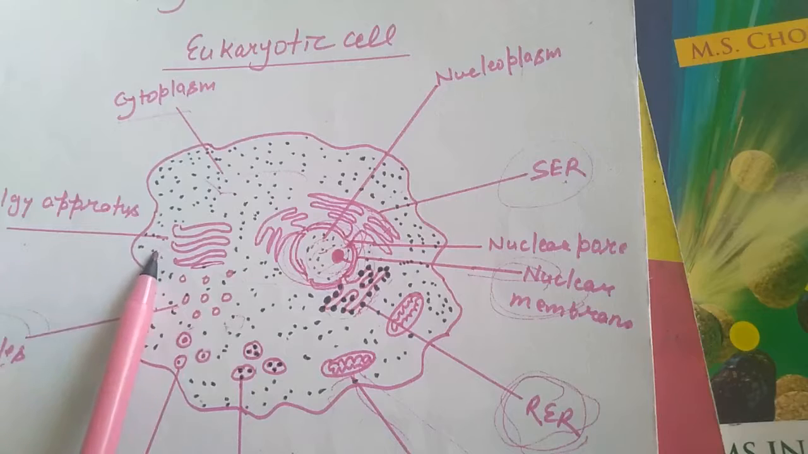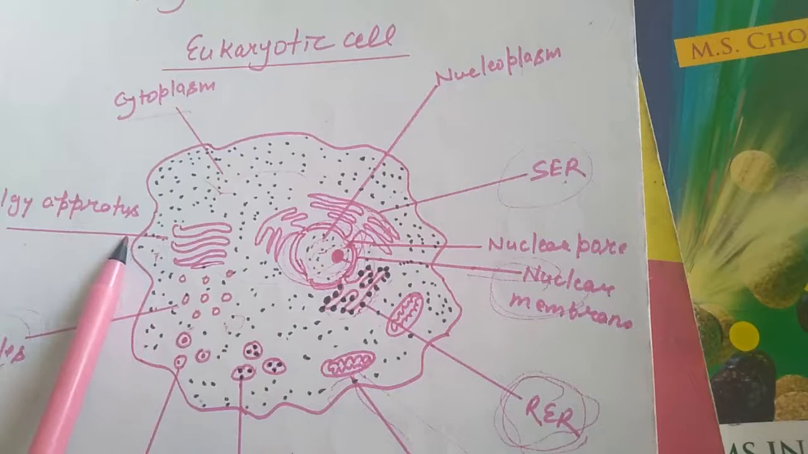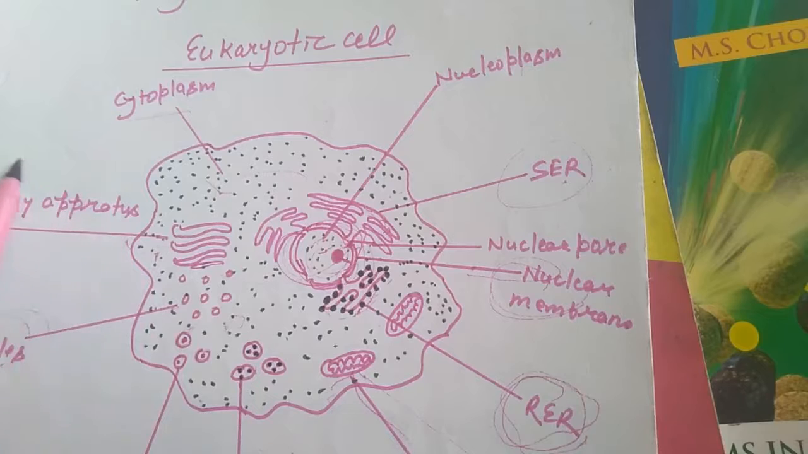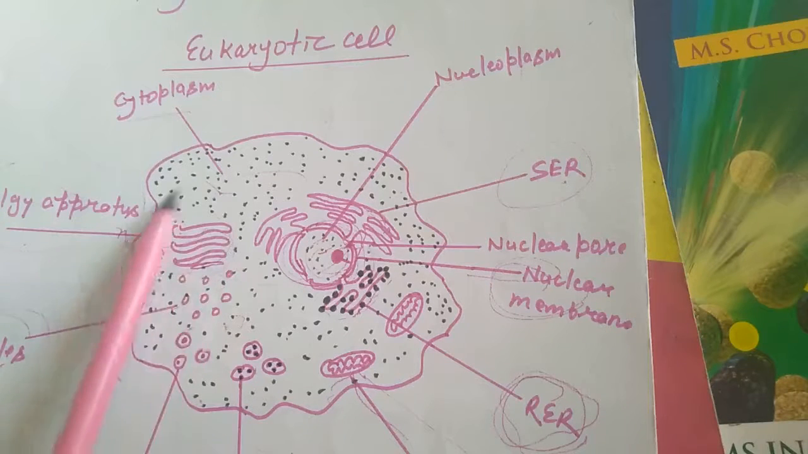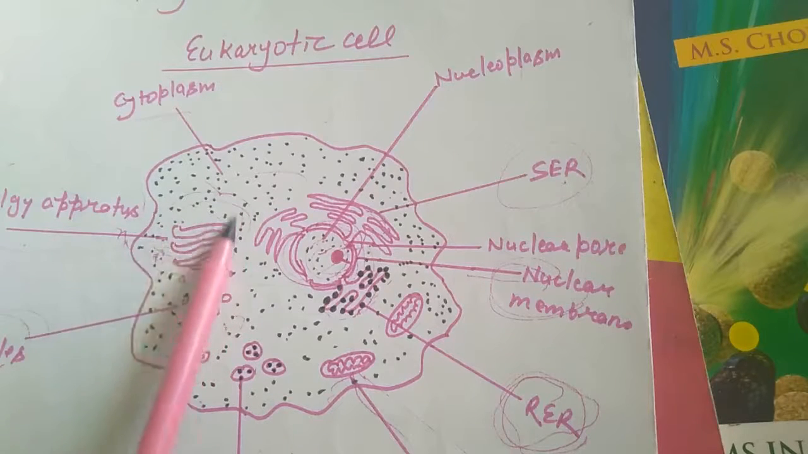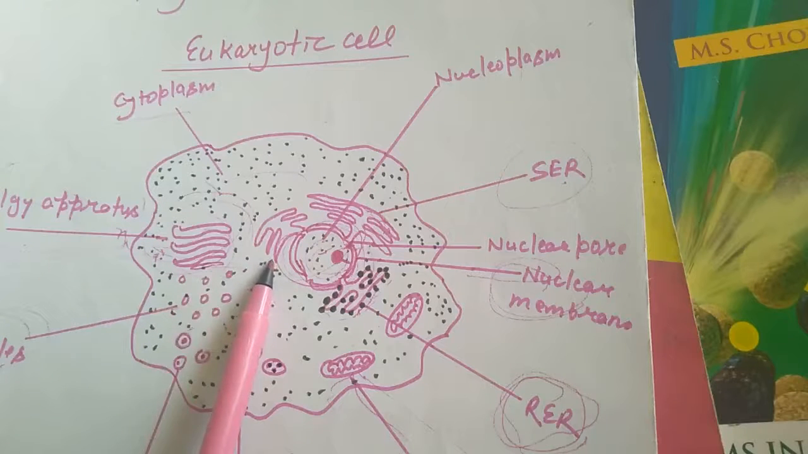Golgi apparatus is also called the traffic police. Actually, it acts as a traffic police. It controls the packaging, modification and storage of material present in the eukaryotic cell. So this is a little description of the eukaryotic cell. A more detailed study of the eukaryotic cell we will do in the chapter.